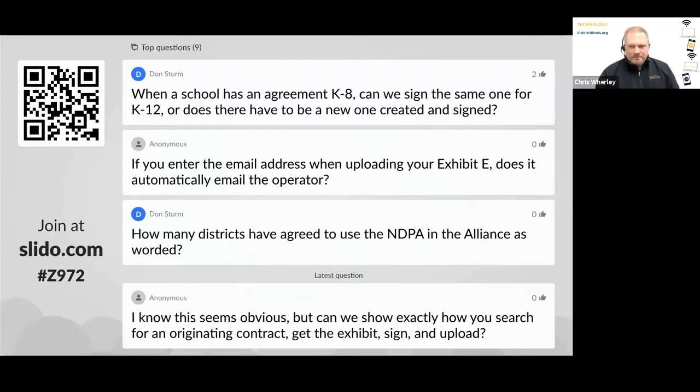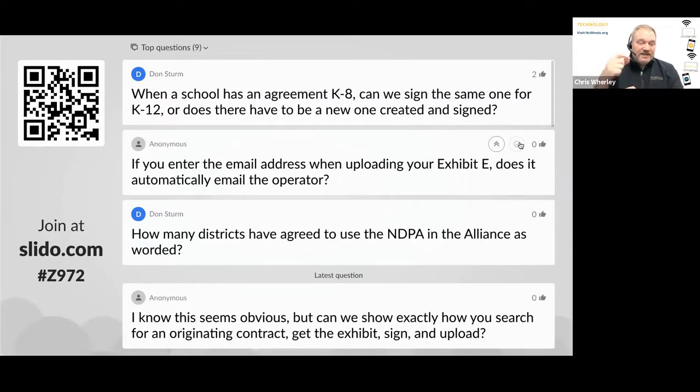Awesome, thank you. So if you enter the email address when uploading your Exhibit E, does it automatically email the operator? The idea of the Exhibit E is that the originating district gets an Exhibit E. The top part of it is signed by the vendor. They include an email address in that. So when the originating district puts that agreement into the database, when they are doing the Exhibit E portion of that process, there's a place to put the email address in there.